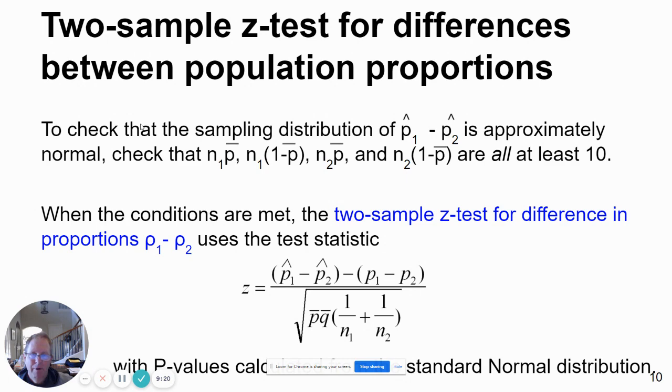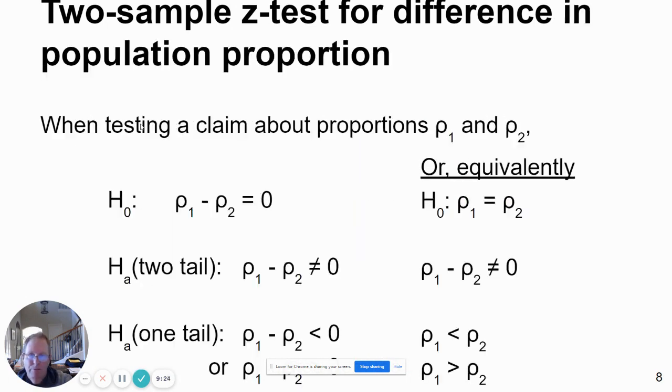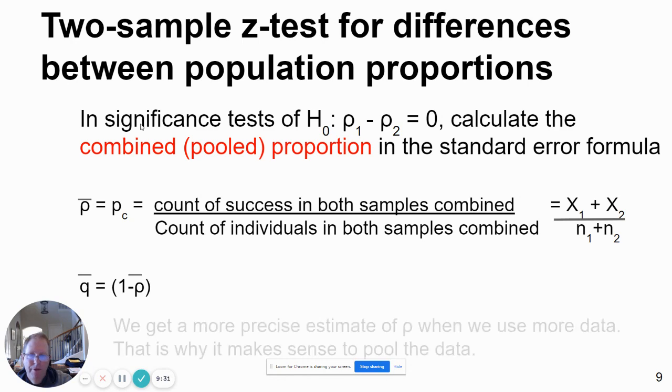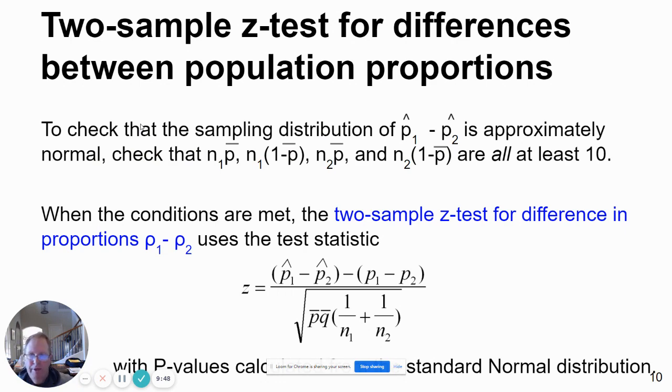Well, when we're doing hypothesis testing, we get to assume that rho 1 is equal to rho 2. So if rho 1 is equal to rho 2, well then this pooled proportion gives us a more precise estimate of what is the true combined or pooled proportion when we use data. So we get a better estimate by pooling. And so we need to use our pooled proportion when checking our conditions as well.